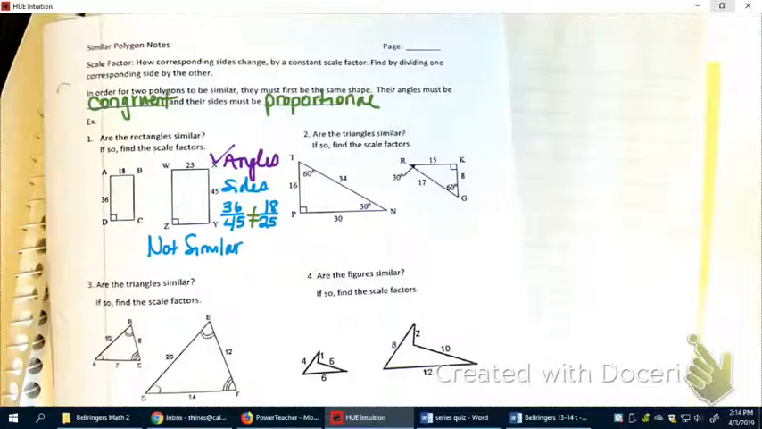Questions about the first one? Okay, number 2. Let's start with the angles. Like I said, the angles, in my opinion, are easiest to check. So I see that there's a 30, 60, 90 in the big triangle. There's a 30, 60, 90 in the small triangle. Are all the angles the same?